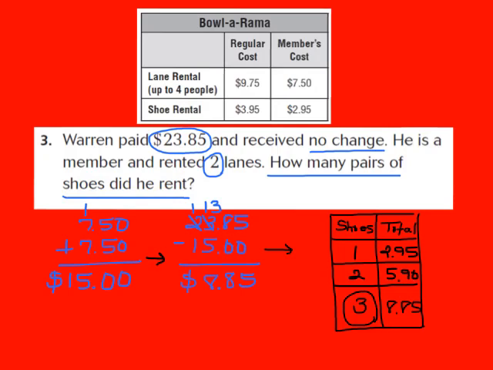How many pairs of shoes did he rent? And he rented 3 pairs. And that will be the answer to our question.